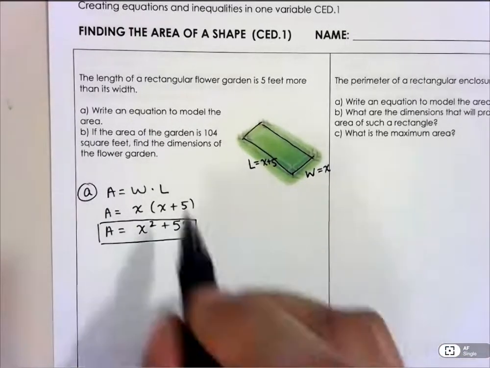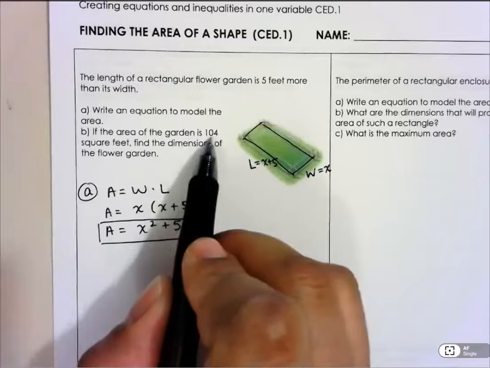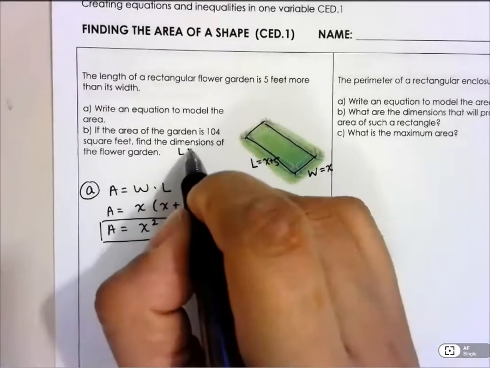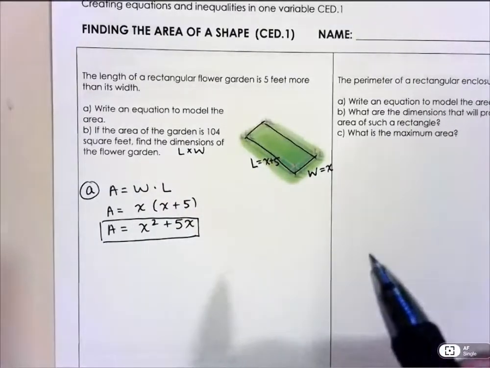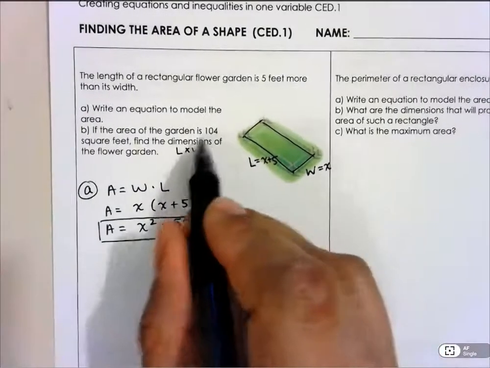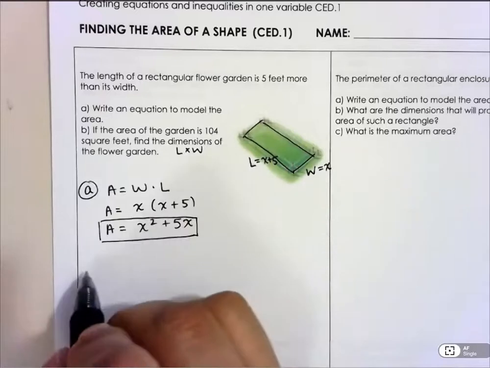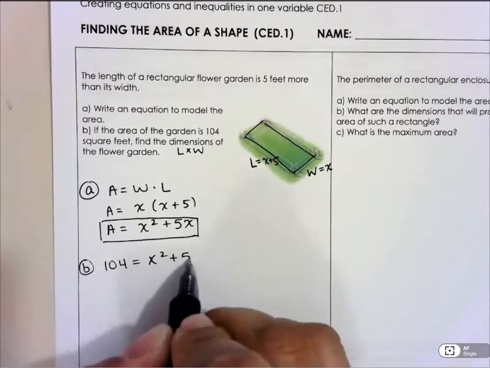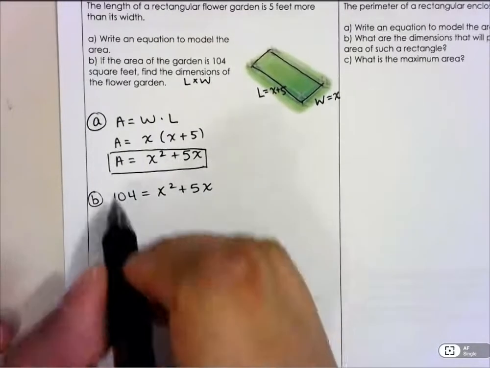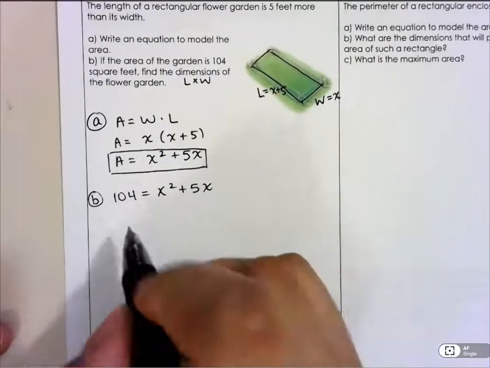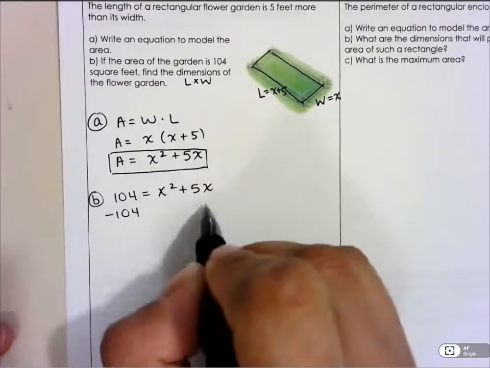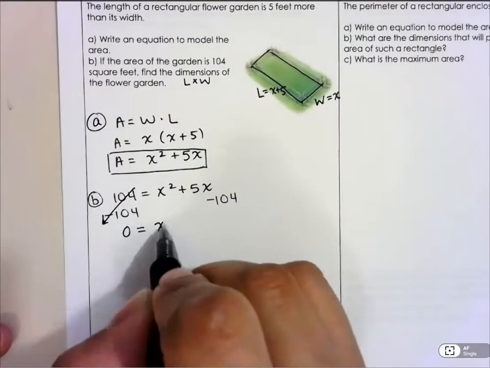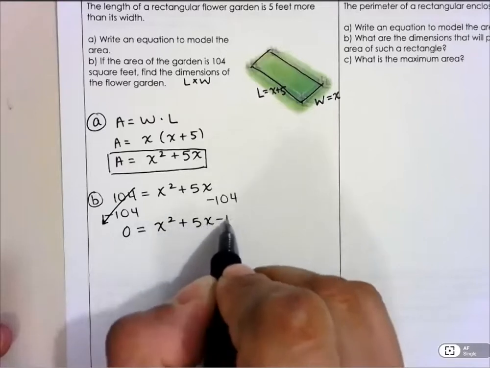Now, part B says if the area of the garden is 104 square feet, we have to find the dimensions. When they want the dimensions, they want the length and the width. So the area is 104, so we're going to set this equal to 104. And in order to solve this, we have to make sure that we have 0 on one side of the equation. So we're going to subtract 104. 0 equals x squared plus 5x minus 104.